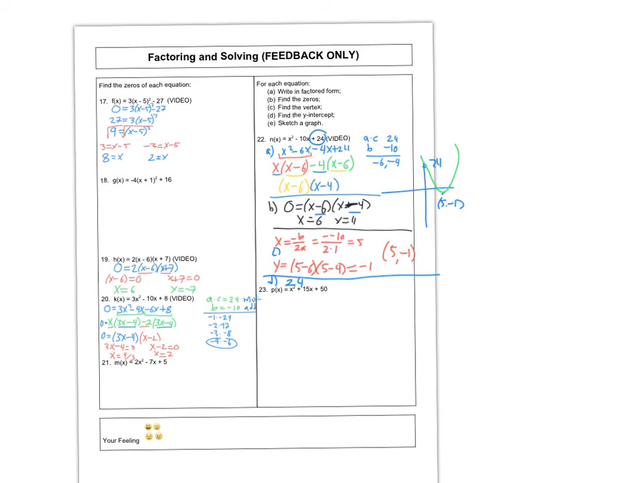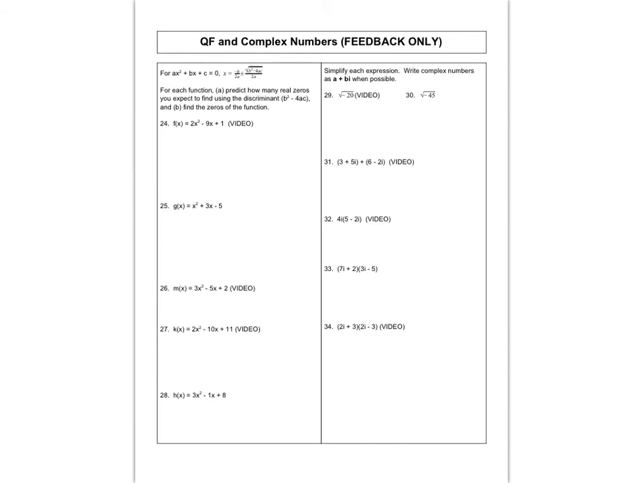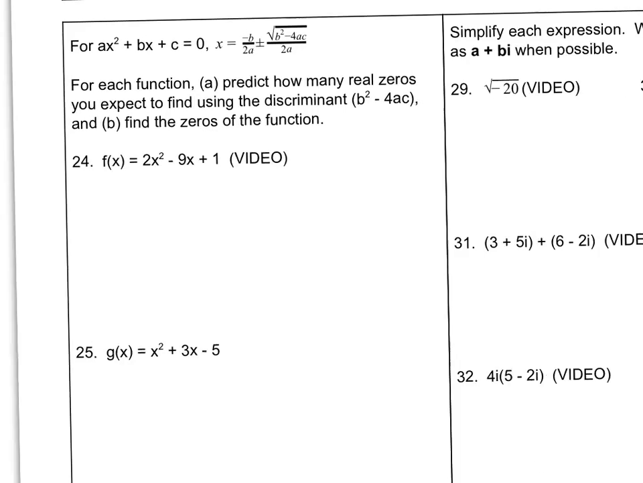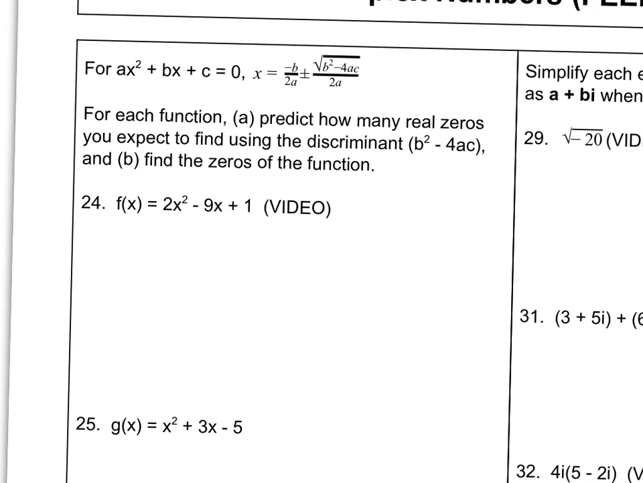Ever onward to our last section. The new stuff, quadratic formula and complex numbers, which is going to be feedback only this time. First thing that we want to do is to predict how many real zeros we expect to find. The big idea here is that if b squared minus 4ac is positive, in other words, the square root comes out to some kind of a whole number or a decimal, we should have 2.